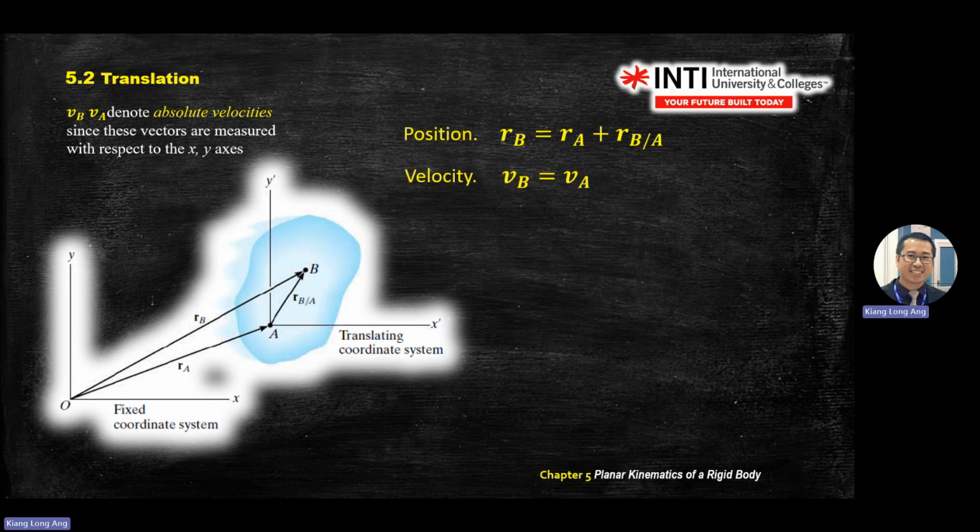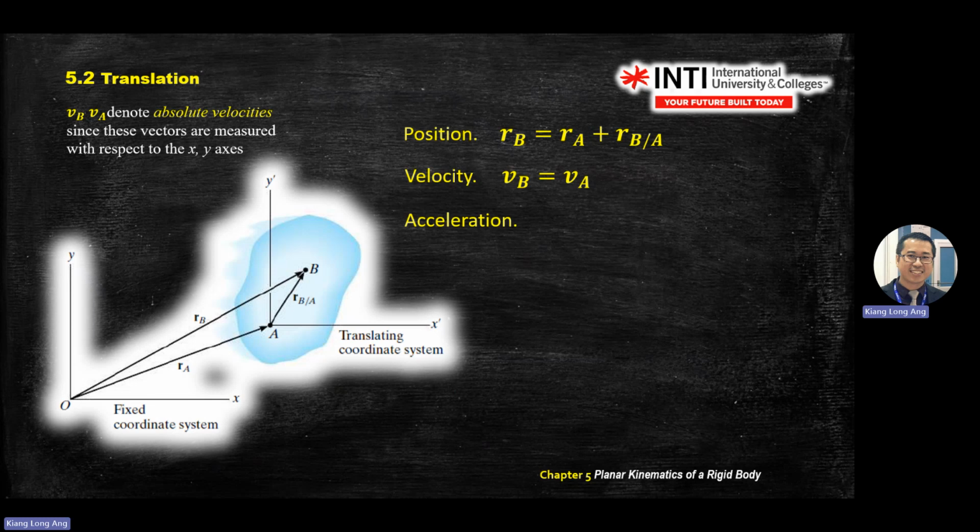This is translation. We have 3 motions: translation, rotation, and general plane. Now we are looking at translation. What is the definition of translation? Orientation remains the same when it moves. That's why we get this position, and the velocity between 2 points on the body remains the same, because the orientation is the same.